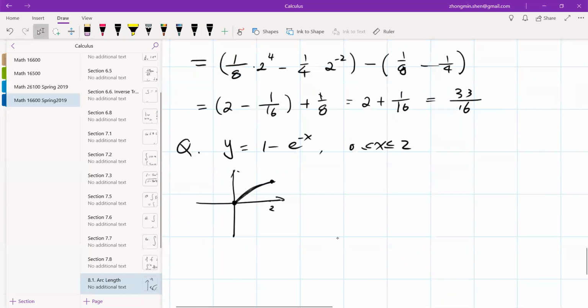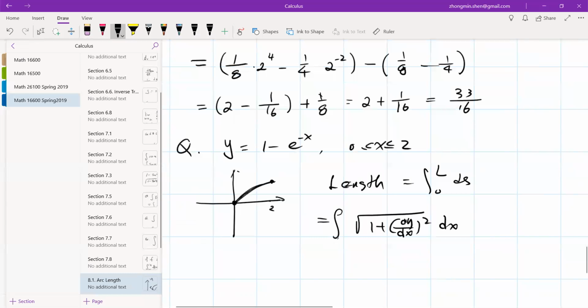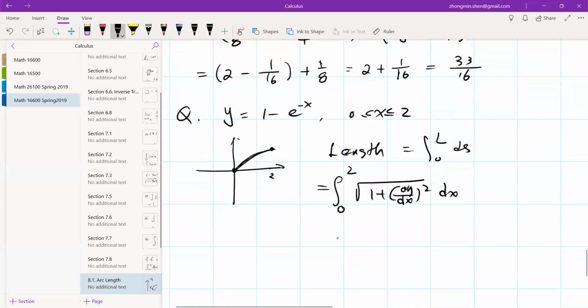So clearly, the length is going to be the integral of ds, right? We should use the x variable, so it's going to be the integral of the square root of 1 plus (dy over dx) squared, dx. The limits for x are already given, from 0 to 2. So let's find the derivative. That derivative is going to be just e to the minus x. Now how do I evaluate this integral?